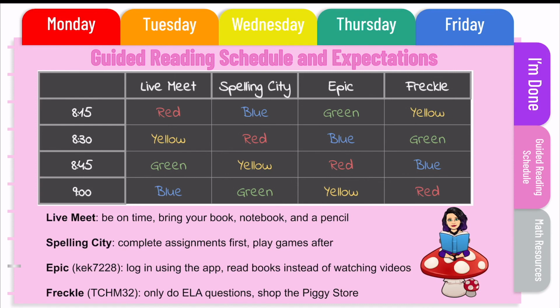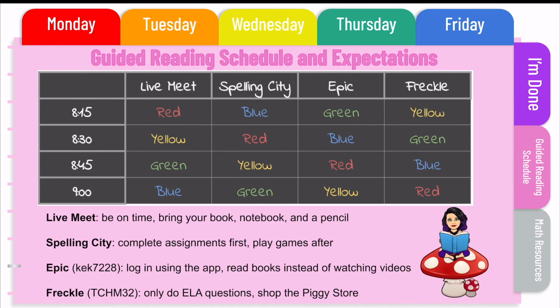During Spelling City, you will log in through Freckle and complete your assignments. For Epic, you'll use our code. Our code is included at the bottom of this page. If you're a 4th grader, Mrs. Allen's Epic code is at the bottom of her weekly planner. And our Freckle codes are at the bottom of our page as well. Mrs. Allen's Freckle code is at the bottom of her 4th grade weekly planner.